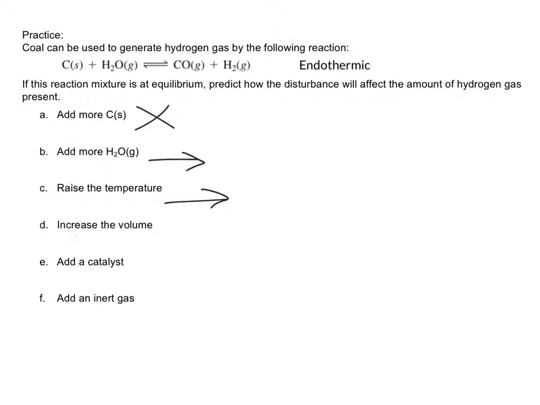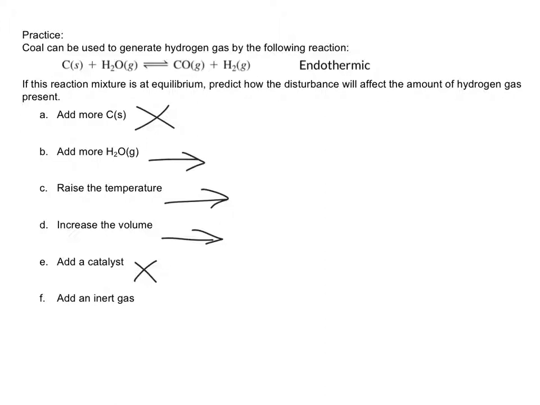If we increase the volume, here we have 1 mole of gas on the reactant side and 2 moles on the product side. So if we increase the volume, overall that's going to decrease the pressure. That's going to be felt most on the side with more moles of gas, so that's going to shift toward the products as well. If we add a catalyst, remember that is going to have no effect.